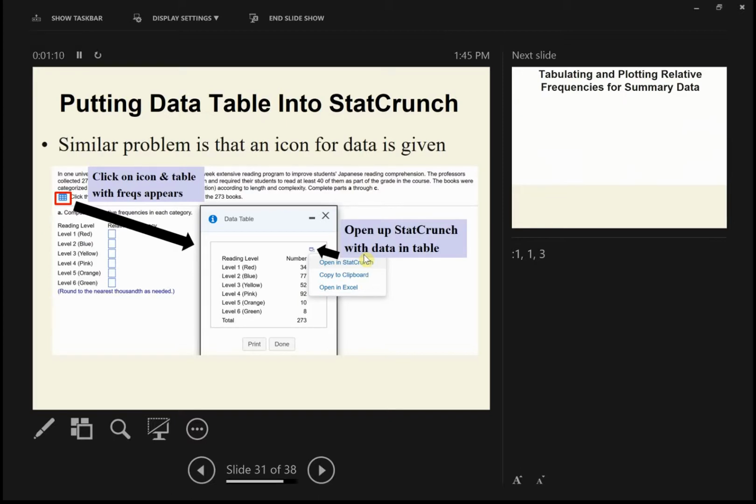How many people have started working on the homework? Okay. Have you encountered these things yet? Yes? Do you want us to put the tables in StatCrunch when we do the homework, or can we just do everything by hand? Oh dear, you don't want to do anything by hand. Yeah, it's way too cumbersome.